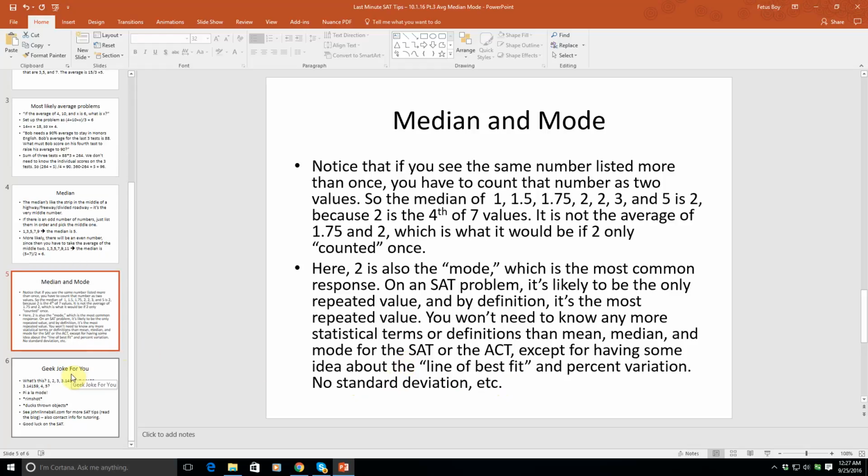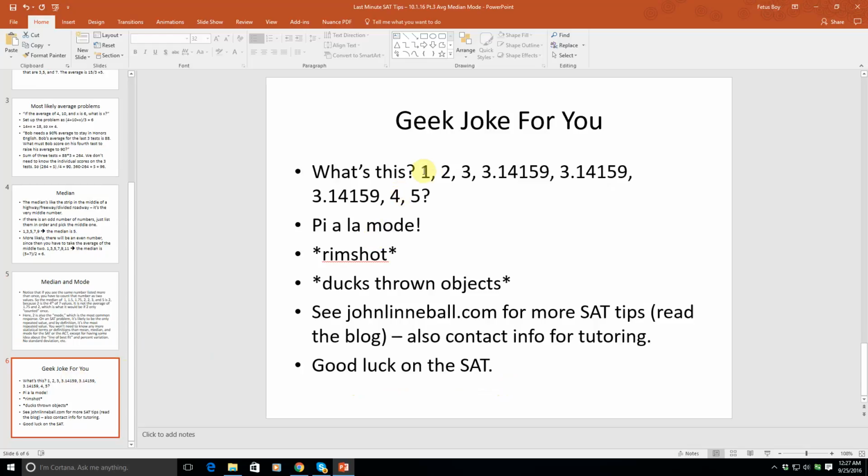So we'll end this with a little geek joke for you. What's this? 1, 2, 3, 3.14159, 3.14159, 3.14159, 4, and 5. It's pi a la mode. Get it? Pi is the mode. Ha ha ha. Okay, please don't throw anything at me.